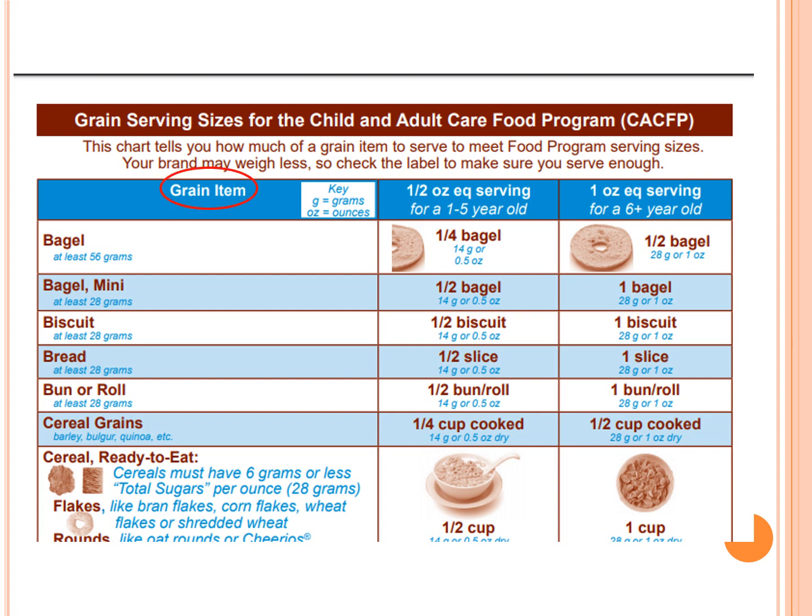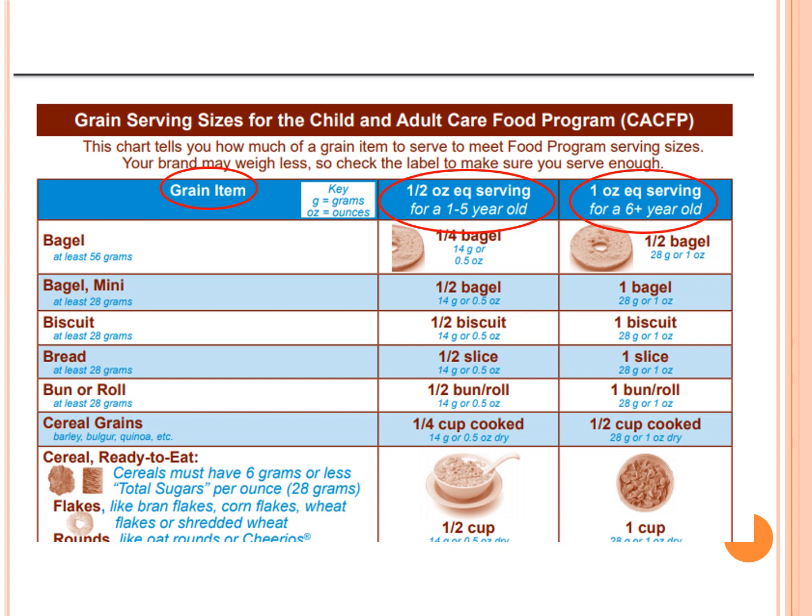If you are wanting to serve a grain item and cannot find it listed, please contact the DCR office to find out if it is creditable. We are more than happy to help you out. Once you have found your item, find the serving size for the age groups you are serving. The second column lists how much of that grain item is required for a child between the ages of 1 and 5 to meet the half-ounce serving, and the last column shows the minimum requirement to equal a 1-ounce serving for any child who is age 6 or older.